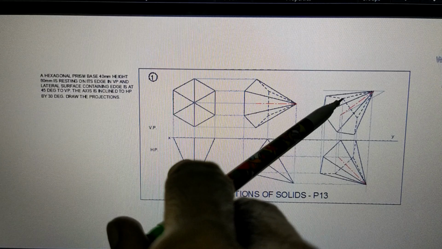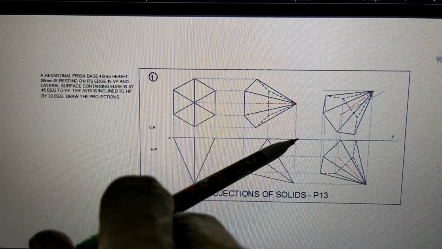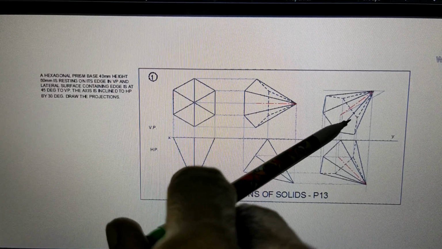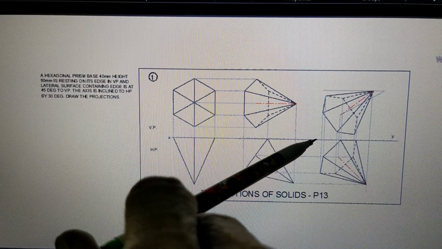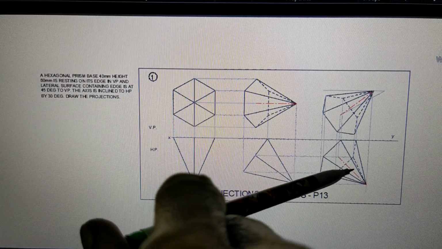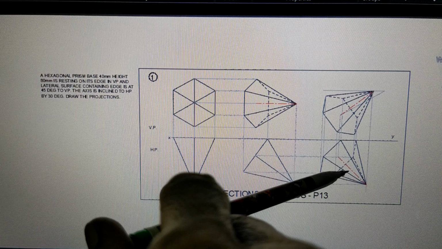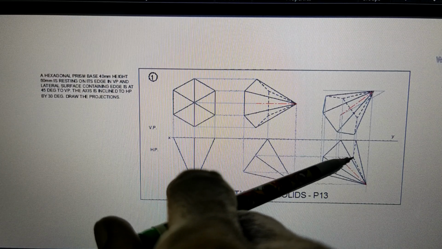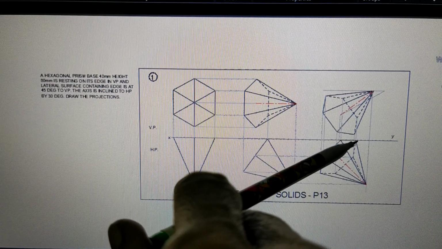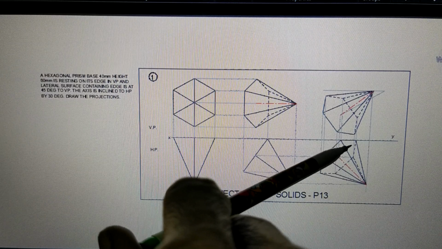Then the resting edge AB. So this is A. Now here this is A, so this is A. So A from here, this is A. Now B is here, B was here. So line from B, this is the line from B. So this is B. So this point is B. So we have drawn the AB line. Then comes the rest of the points.